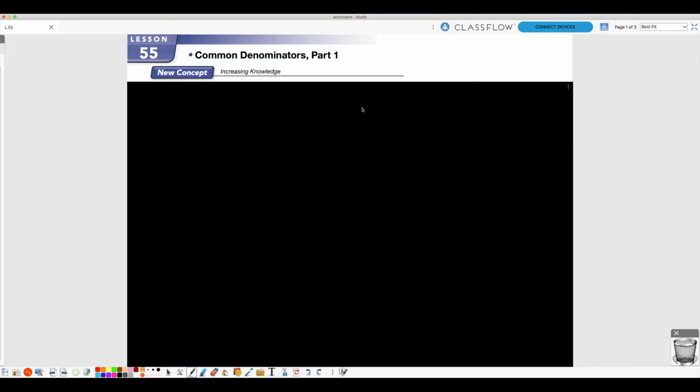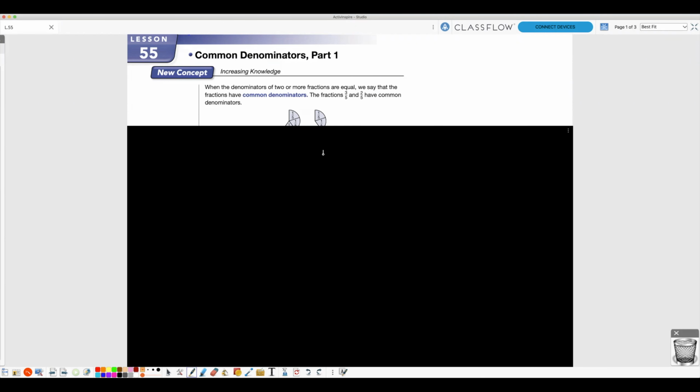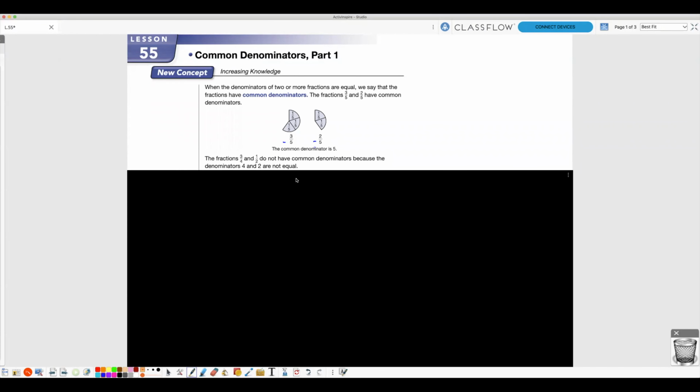This is lesson 55, Common Denominators, part 1. When the denominators of two or more fractions are equal, we say that the fractions have common denominators. The fractions 3/5 and 2/5 have common denominators. They both have the 5 as the denominator. The fractions 3/4 and 1/2 do not have common denominators because the denominators 4 and 2 are not equal.